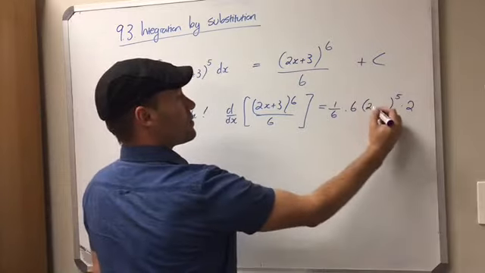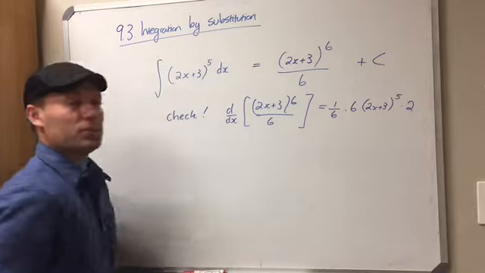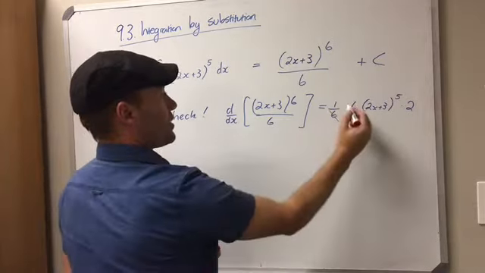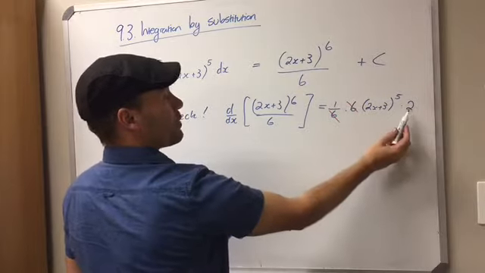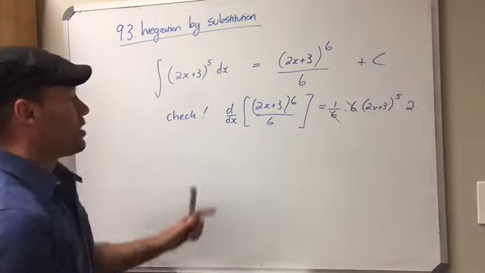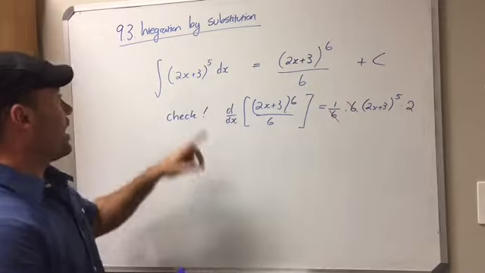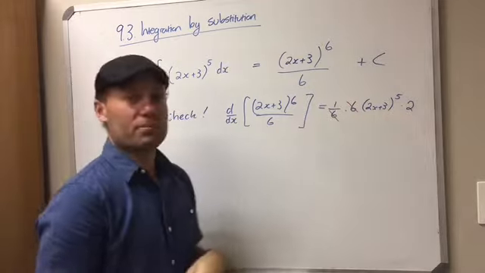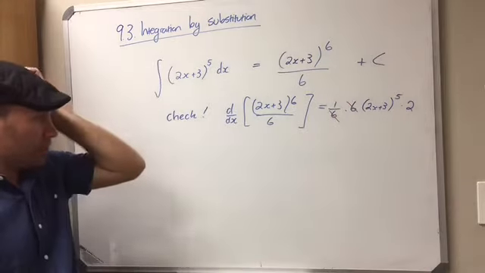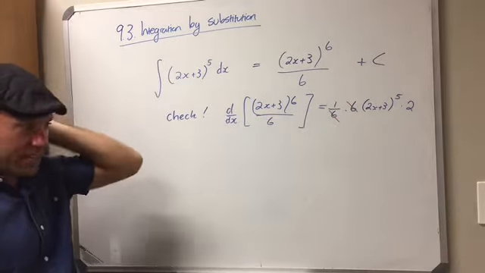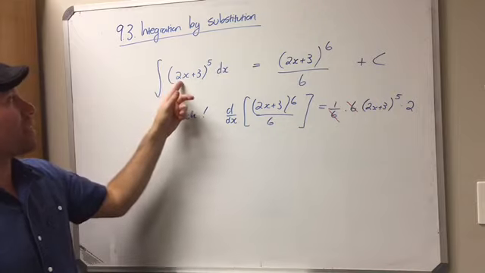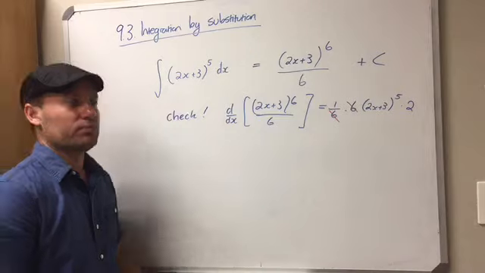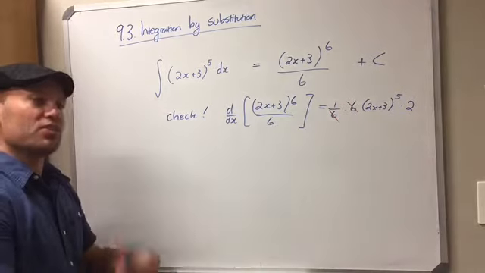Okay? Which is 2. So the 6 is going to cancel with the 1/6. But we've got a problem here because we've still got a 2 left over. So that means when I differentiate this, I don't get (2x+3)^5. Rather, I get 2 times (2x+3)^5. So we're going to have to take into account the fact that there's a 2 multiplying the x inside the bracket there. You somehow have to undo the chain rule.